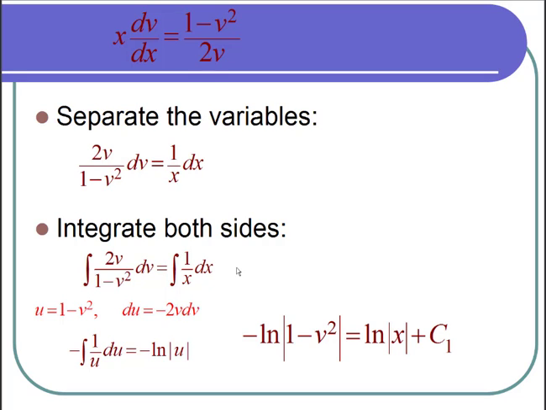Now I integrate both sides, and when I do that, the integral of 2v over 1 minus v squared, I use u substitution. So I'm going to let u equal 1 minus v squared, then du is negative 2v dv. So notice I have a 2v dv, so the negative gets pulled outside, and it becomes negative 1 over u du, which equals negative natural log of u. And finally I can resubstitute, and I can say negative natural log of 1 minus v squared is equal to natural log of x plus a constant.